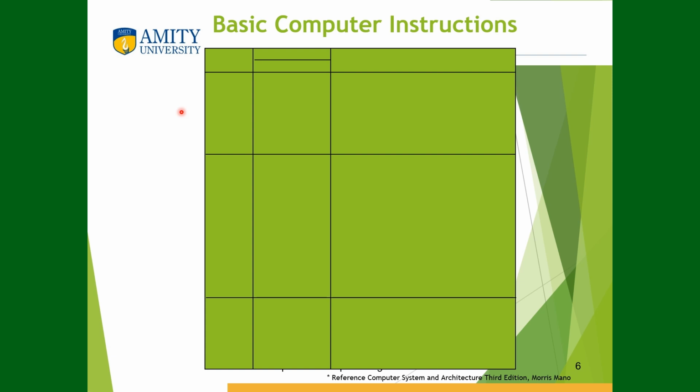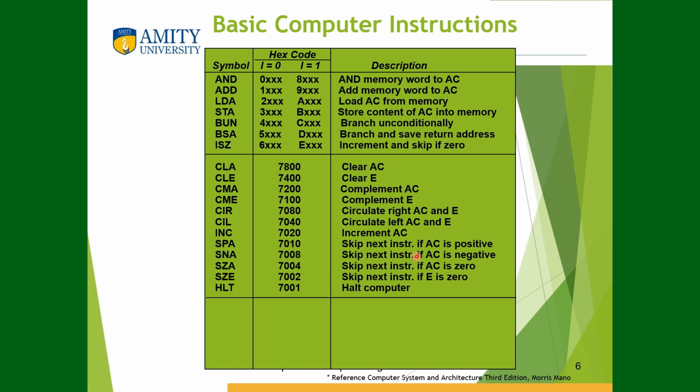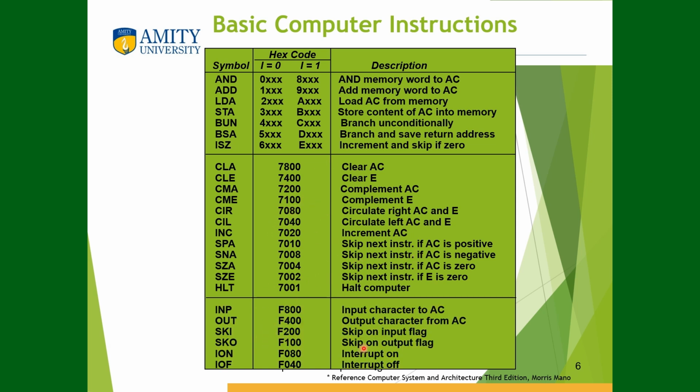Here we'll be discussing some basic computer instructions. The symbol for the instruction will be given here. We will have the hexadecimal code for the instruction and what the instruction performs. The first part of the table refers to memory instructions. These instructions are done by the memory and are special to memory reference instructions. This part of the table refers to instructions for register referencing, and this is for the input output reference registers. We'll be discussing them in detail one by one.